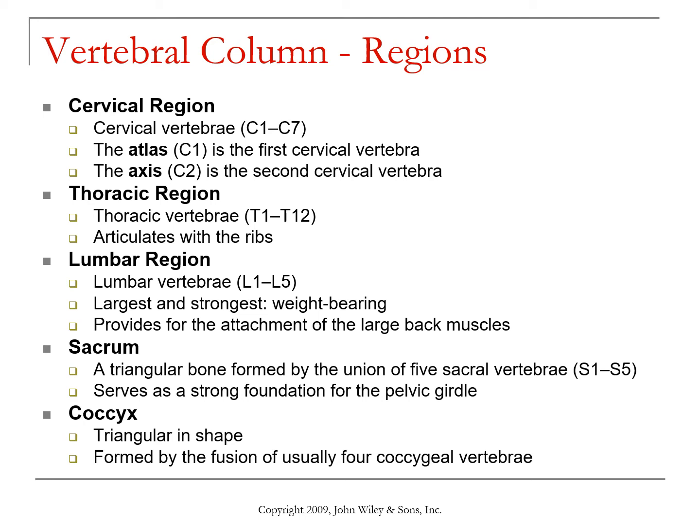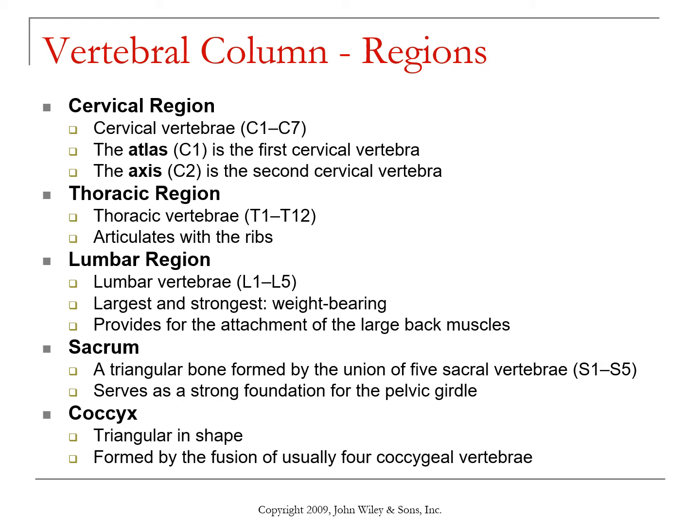The thoracic region has 12 vertebrae. These are a little wider and stronger because now they are supporting the 7 cervical vertebrae as well as your skull. The thoracic vertebrae articulate with the ribs posteriorly. The lumbar region has 5 large, strong vertebrae. These are weight-bearing vertebrae. These also provide attachment points for the large muscles of the back.